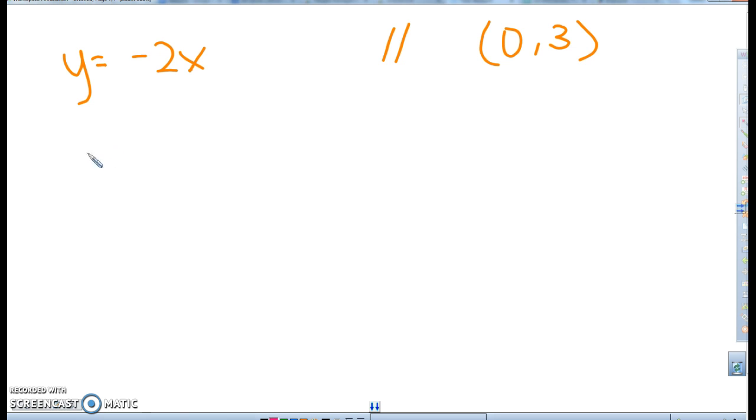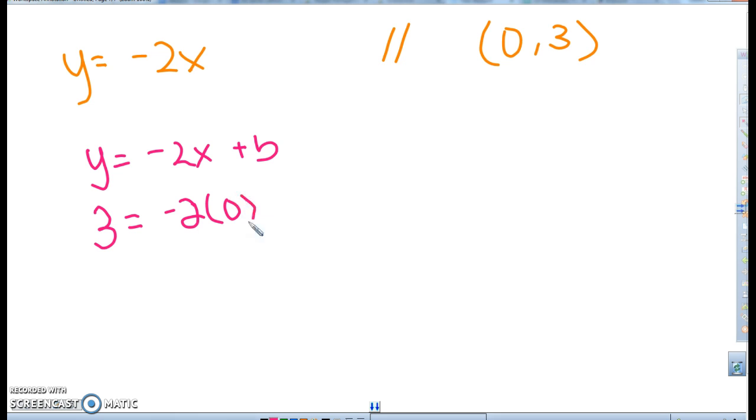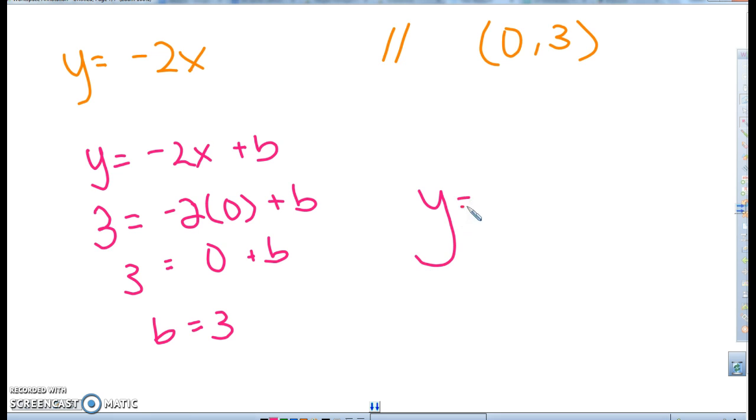Well, we know that parallel lines have the same slope, so we start with y equals -2x plus b, and we plug in these values for x and y. So I say 3 equals -2 times 0 plus b. Obviously this becomes 0 and drops out. So b equals 3. So my final equation would be y equals -2x plus 3. Okay? One more.